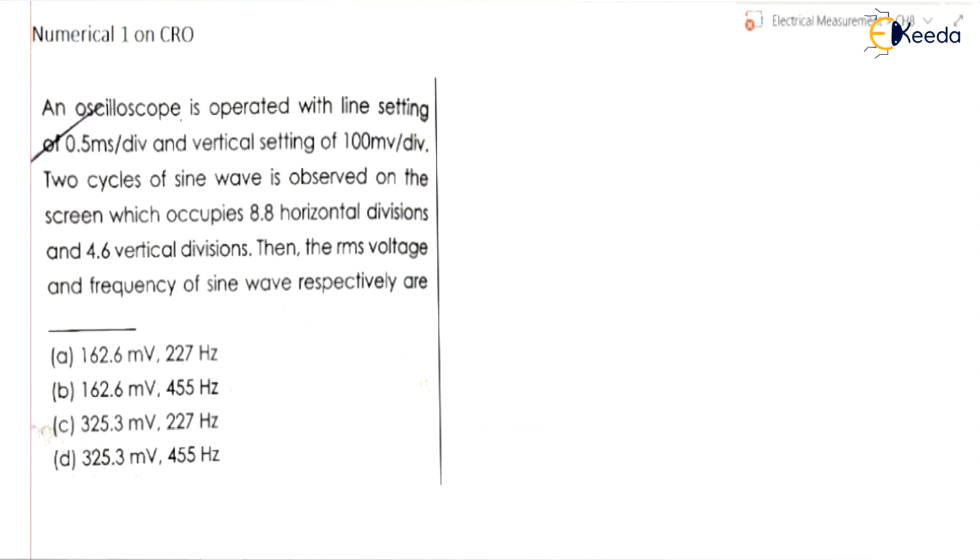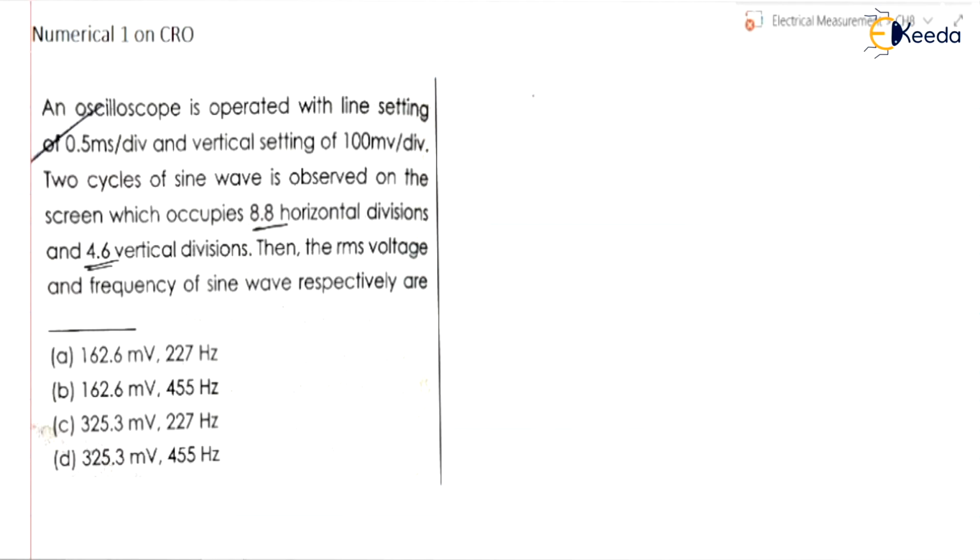An oscilloscope is operated with line setting of 0.5 millisecond per division and vertical setting of 100 millivolt per division. Two cycles of sine wave are observed on the screen, which occupies 8.8 horizontal divisions and 4.6 vertical divisions. Then the RMS voltage and frequency of line sine wave respectively are.